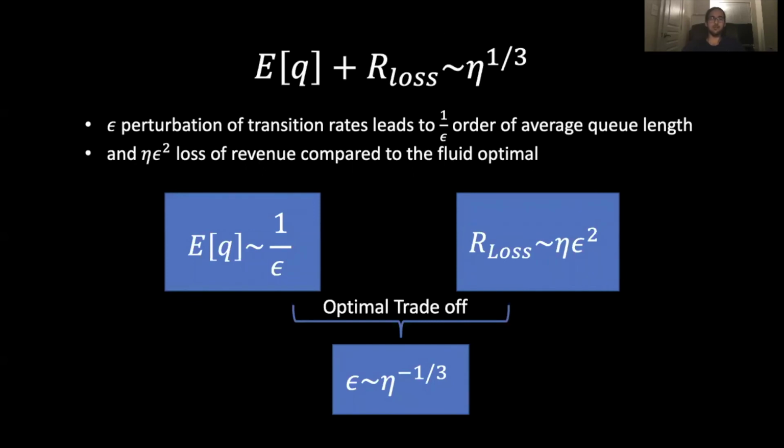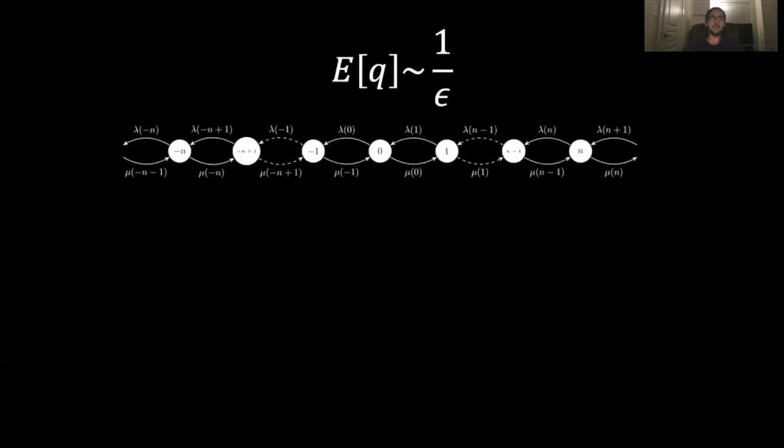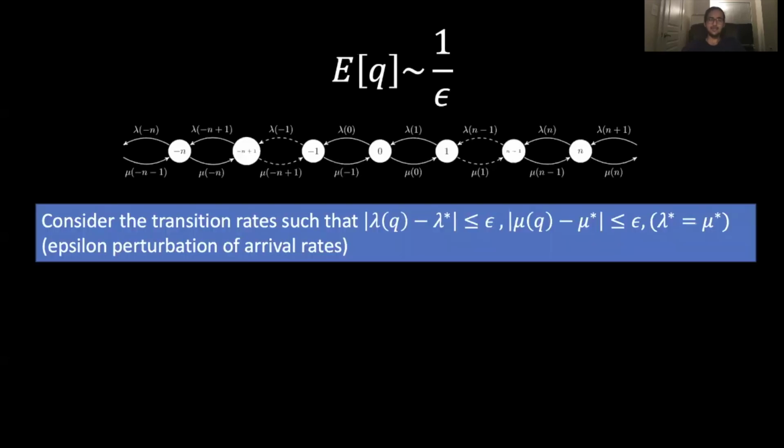How do we get the expected value of Q of the order 1/ε? We'll consider the case of a single link two-sided queue because this gives us the most intuition. The work on the multiple link two-sided queue is included in the paper. A single link two-sided queue is nothing but a birth and death process with state dependent arrival rates and service rates. Consider transition rates such that these transition rates for all the queue lengths are at most epsilon away from the fluid optimal, which is λ star and μ star. This is an epsilon perturbation of arrival rates.